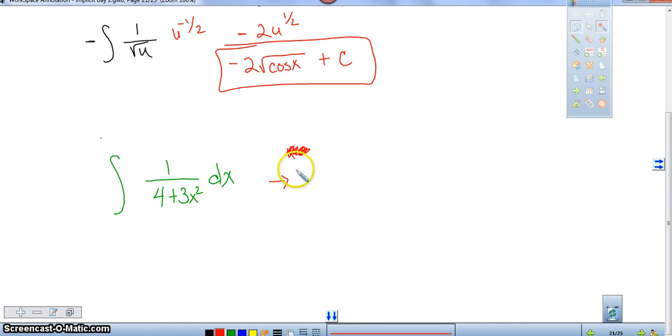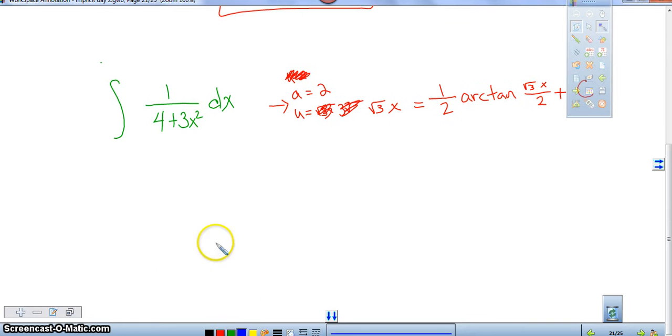This one is very similar to the arctangent, and so I would let a equal 2, and I would let u equal the square root of 3 times x, because you have x squared, so that'll work out. And so if I integrate that, then my answer should be 1 over a, which is 2, times the arctan of u, which is square root of 3 times x, over a, which is 2, plus c.